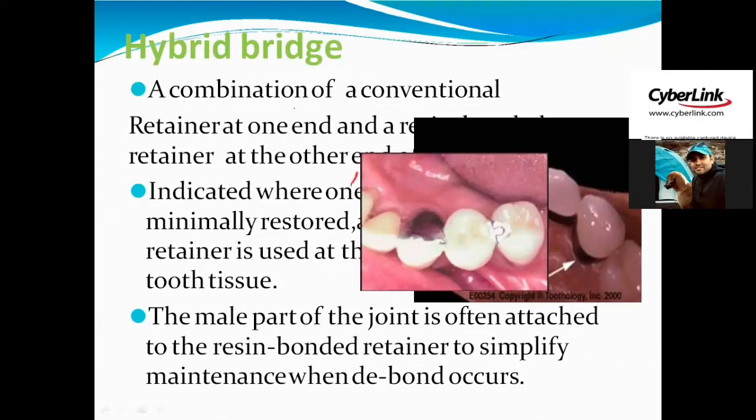Then come to your hybrid bridge. A hybrid bridge is a different type of fixed partial denture. It's a combination of a conventional retainer on one side and a resin bonded retainer on the other side. Like here, there is a compromised retainer, and here we can provide a bridge. The male part of the joint is often attached to the resin bonded retainer to simplify maintenance when debonding occurs, right?